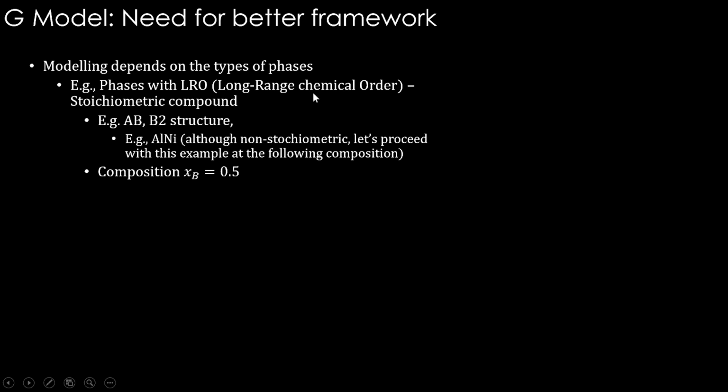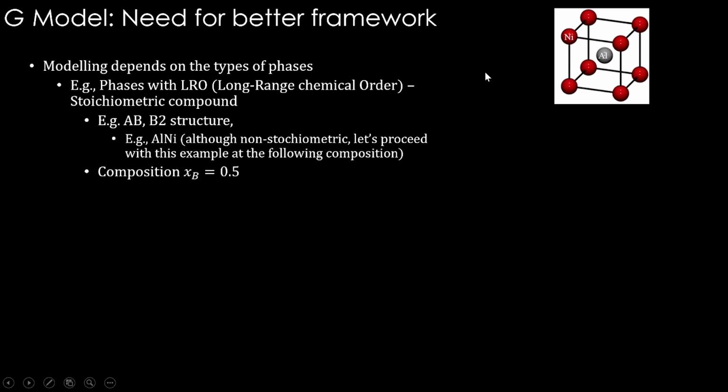Phases with long range chemical order, let's say a stoichiometric compound, something like AB. Let's say it has a B2 structure, for example NiAl. Of course, NiAl is not strictly a stoichiometric compound, although it's non-stoichiometric. Let's proceed with this example at the following composition, X_B equal to 0.5. Let's say the mole fraction is 0.5 and it's an AB type compound. Two elements are there in the B2 structure.